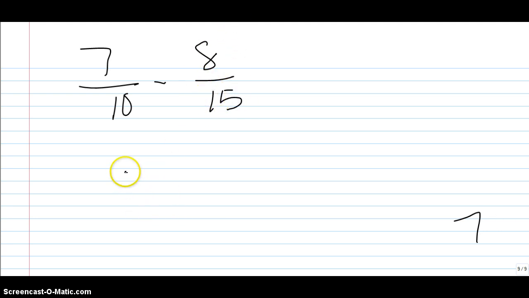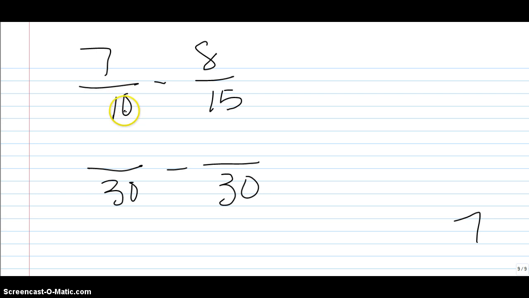Okay, so now we're looking at this, and we want to figure out what our common denominator would be. You can do what I do: I take the bigger number and go through their times tables. So by figuring this out, we notice that 30 is going to be our common denominator, because both 10 and 15 can go into 30. So now we've figured out our common denominator. Let's figure out what our top numbers are.